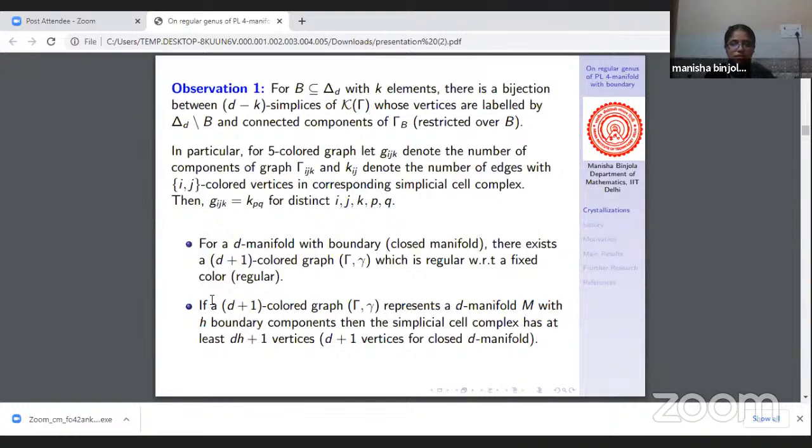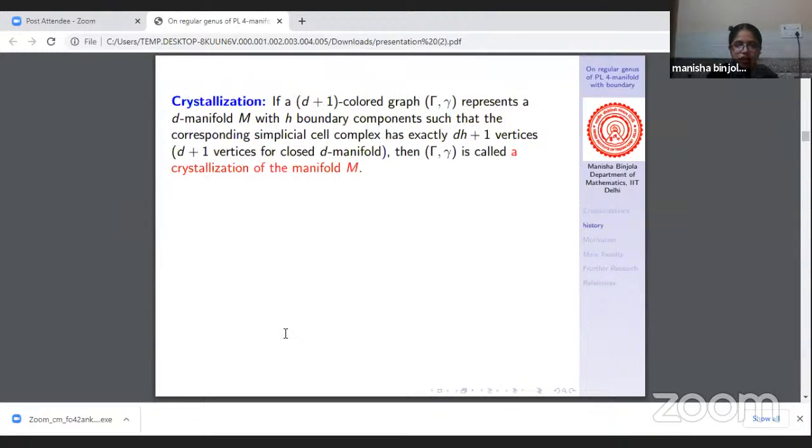Now, if we have a manifold, then it's obvious to ask the question: what is the least number of vertices a simplicial cell complex representing that manifold can have? In one of the papers, these are the results which have already been proved. This point says that for a closed d-manifold, we should have at least d plus 1 vertices. And if we have a manifold with H boundary components, then we should have dH plus 1 vertices. On the basis of this, we formulate a definition of crystallization.